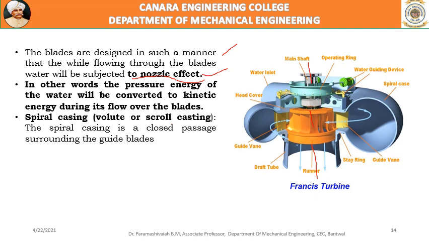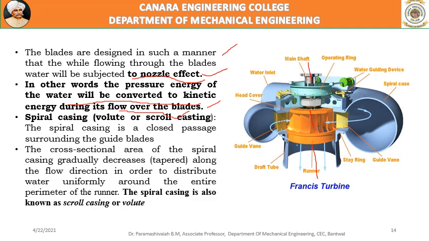As the area of flow reduces, the nozzle effect is provided. In other words, the pressure energy of the water is converted into kinetic energy during the flow over these guide blades or stator wheel. Then the spiral casing, also called a volute or scroll casing. The spiral casing is a closed passage surrounding the guide blades. So this is the guide blade, and around that is the spiral casing.